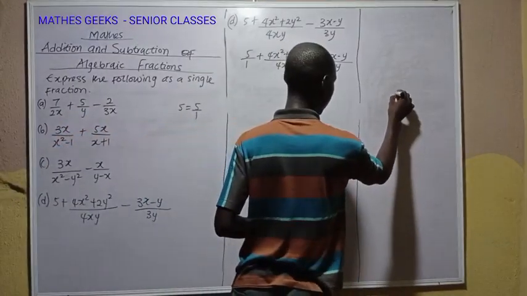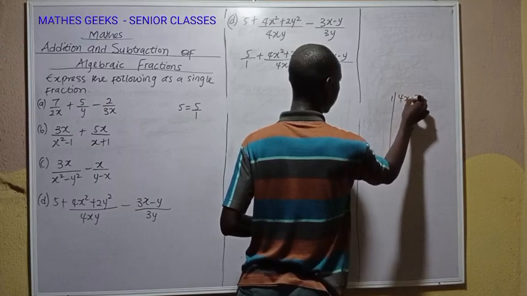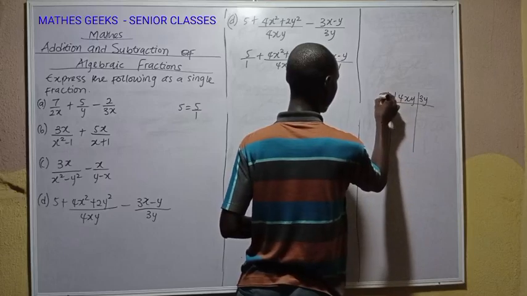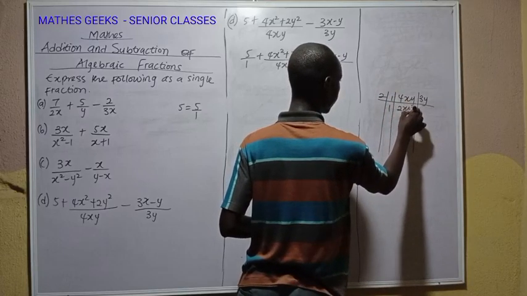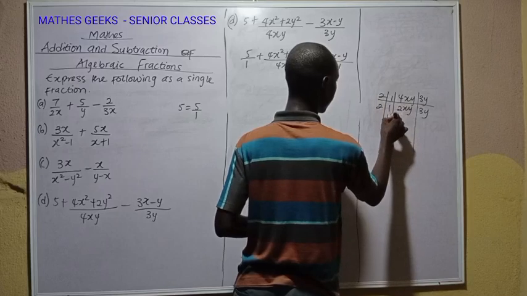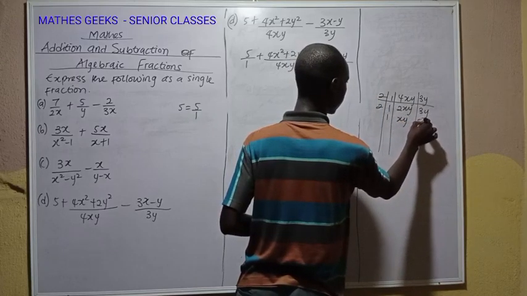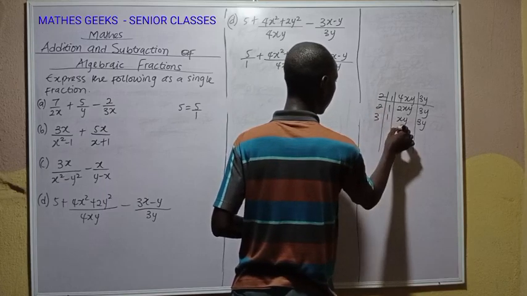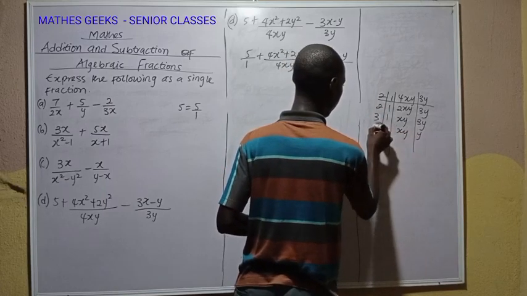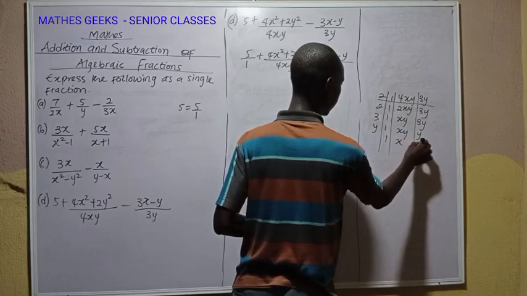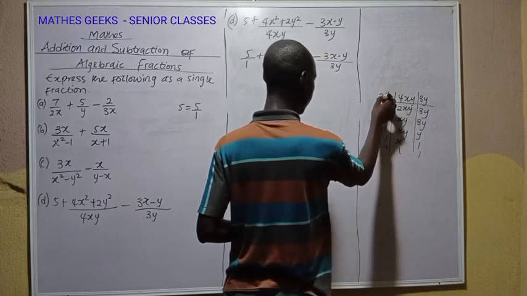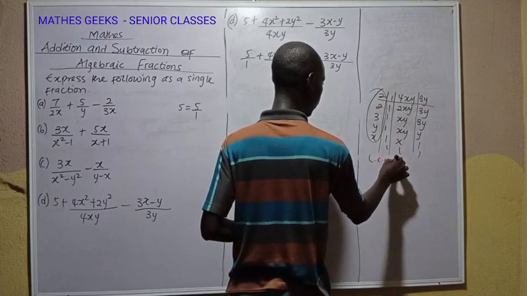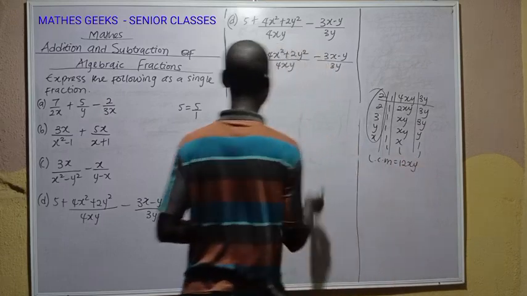So we have here 1, 4xy and 2y. 2, 1, 2xy, 2y, 2, 1, xy, 2y, x, 3, 1, xy, y, y, 1, x, 1, x, 1. So 2 times 2 is 4, 4 times 3 is 12. So this is our LCM. LCM is equal to 12xy.